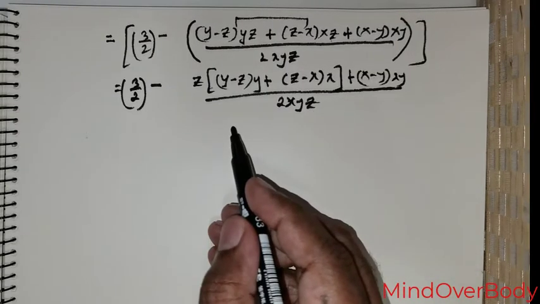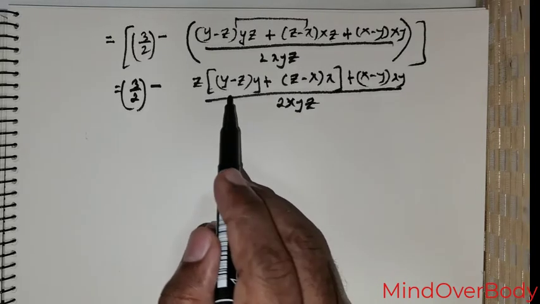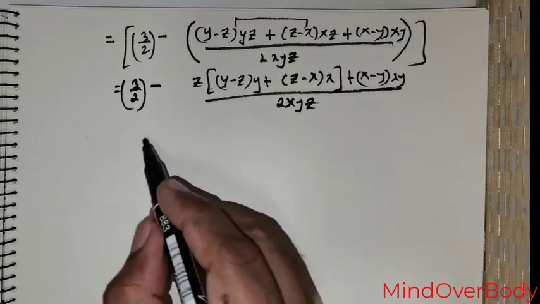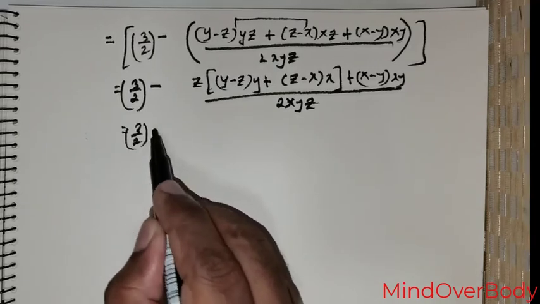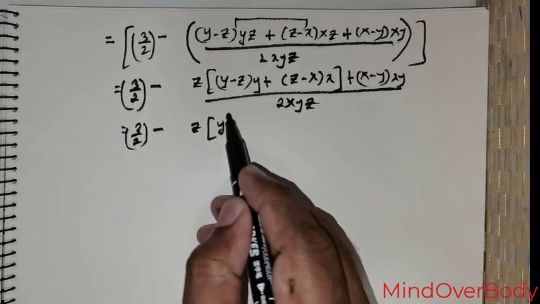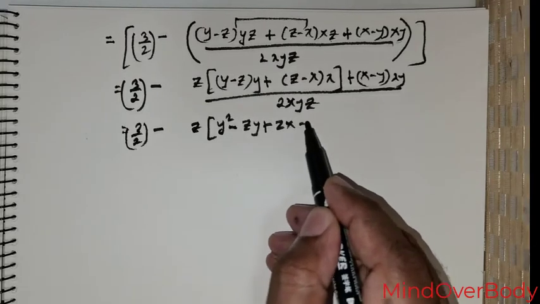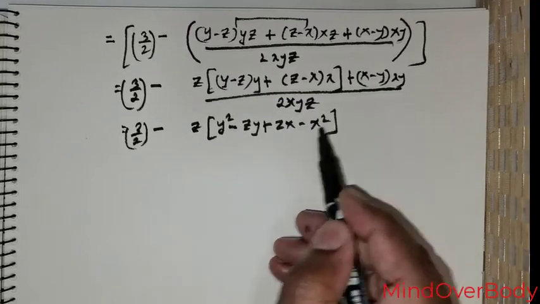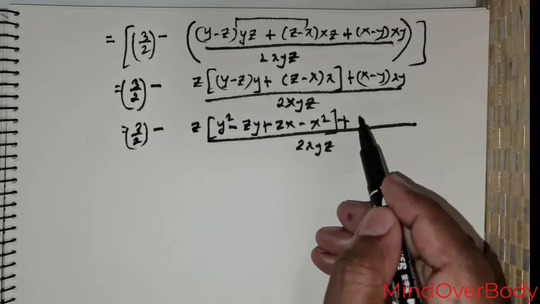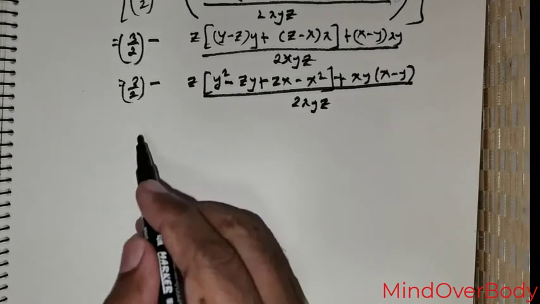Okay. Now what I can do, I'm trying to avoid multiplying all of this. So let's see how things are shaping up. So I got a z here. So what I will do, I will try to multiply y into y. That's going to be y squared, z into y, positive z into x, negative x squared, divided by 2 times x y z, positive x into y and x negative y. This is what I've got.